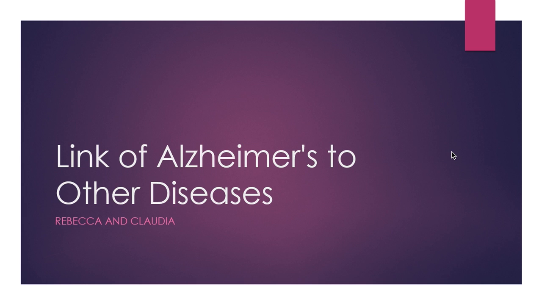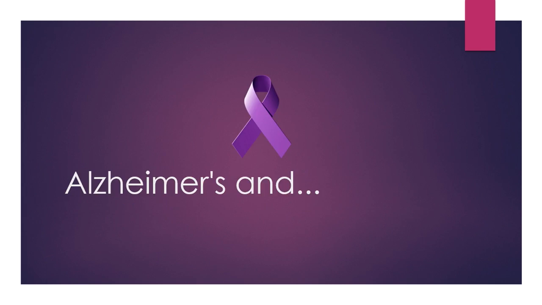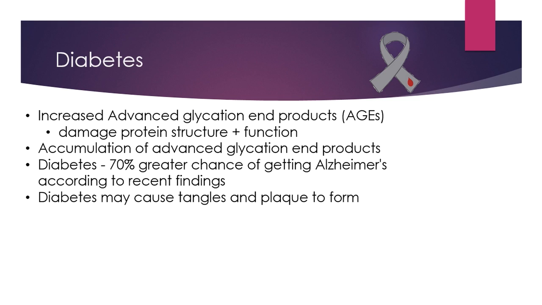Alrighty, so Alzheimer's linked to other diseases. Alzheimer's and diabetes. Diabetes has been shown to cause an increase in the accumulation of what are called advanced glycation end products, or AGEs, which is kind of funny, because, well, not really, but it's interesting because it's involved in age-related diseases. So, AGEs, anyway.